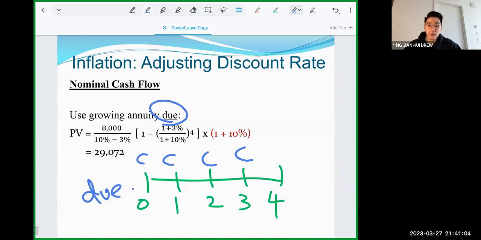All right, and because it is growing, because we know there's an inflation rate that's going to increase by 3% a year, there is the growth factor. That's why we are using the growing annuity. This is a growing annuity, and this is the due function. As we know, for growing functions, whether it's a growing annuity or a growing perpetuity, there is no Excel function to do it. We need to use the equation so we can get this.